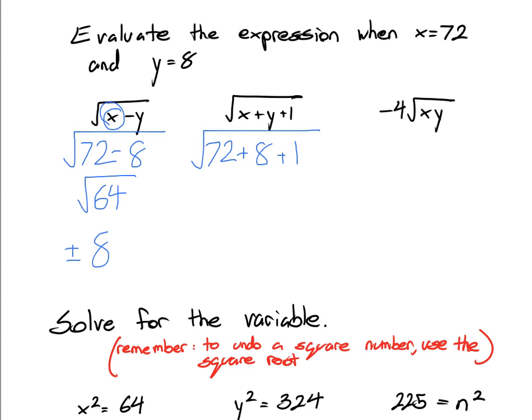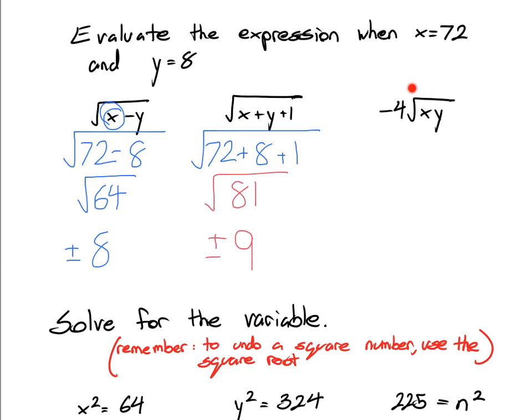Pause the video now, and please try to finish this one, and then try negative 4 square root of x times y. Did you get the square root of 81, thus leading you to plus or minus 9? Because if you did, pat yourself on the back. Nice job. Alright, now this last one.